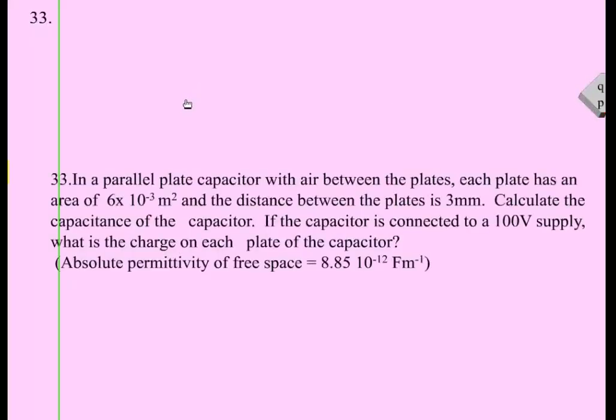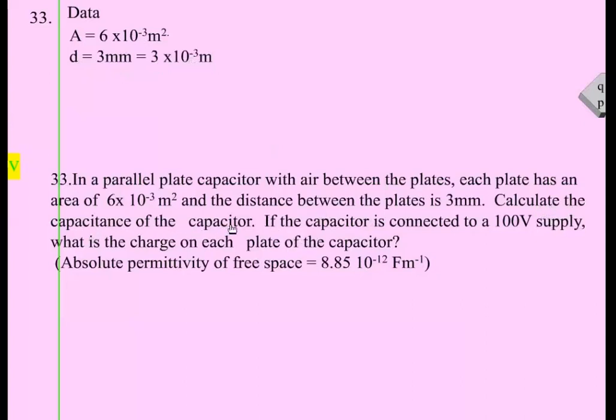So now consider the problem again. Of course, it is not necessary to write the problem in the answer paper. Just to take the data, I have considered it. Look here, in a parallel plate capacitor with air between the plates, each plate has an area of 6 into 10 to the power of minus 3 meter square. So that is, area is equal to 6 into 10 to the power of minus 3 meter square, and the distance between the plates is 3 millimeter. D is equal to 3 millimeter. We have to write data, every physical quantity, in one system, that is the SI system. So 3 millimeter can be written as 3 into 10 to the power of minus 3 meter.